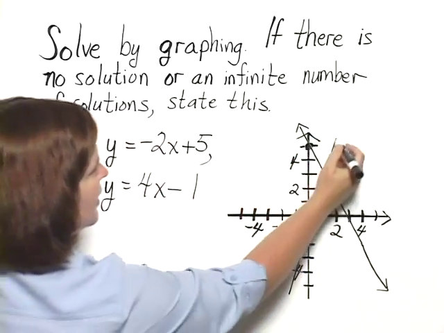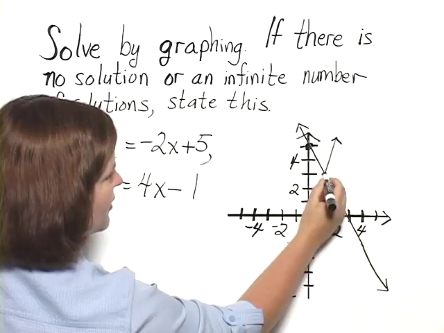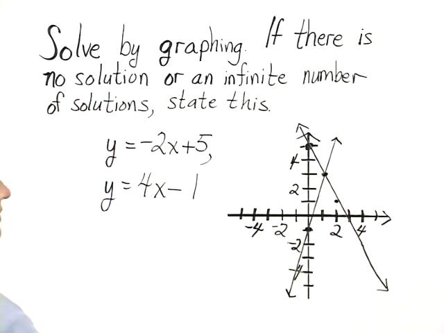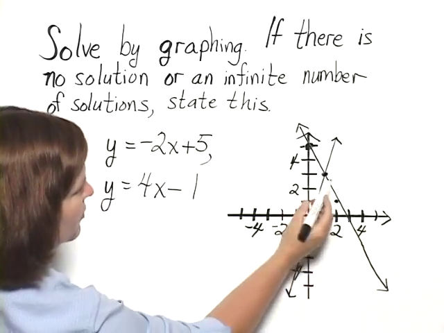Now you'll notice that the lines intersect. That is the important point. The point of intersection should give us the solution of the system. Looking at the graph, it looks like it's the point 1, 3.